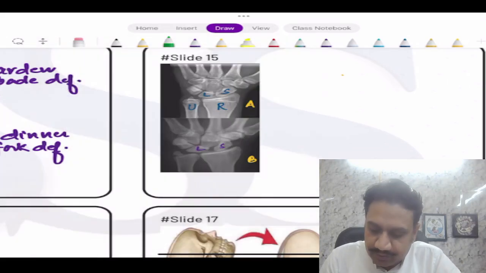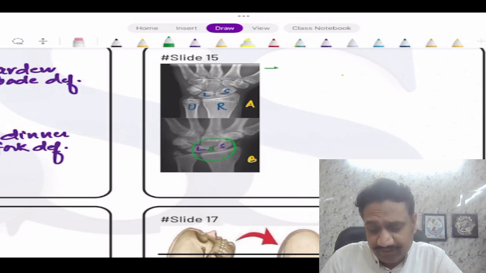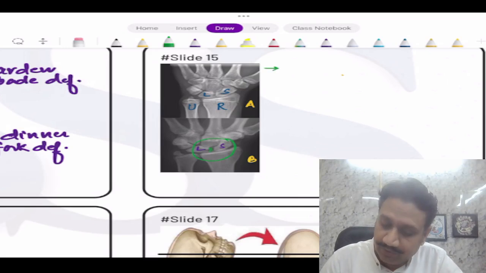When there is a scapholunate dissociation, when this ligamentous area is broken between these two bones? No, that is not a scaphoid fracture. This is scaphoid and lunate. This is not a scaphoid fracture. What do you call it? Whenever the scaphoid and lunate move away from each other, what do we call it? The scapholunate dissociation.